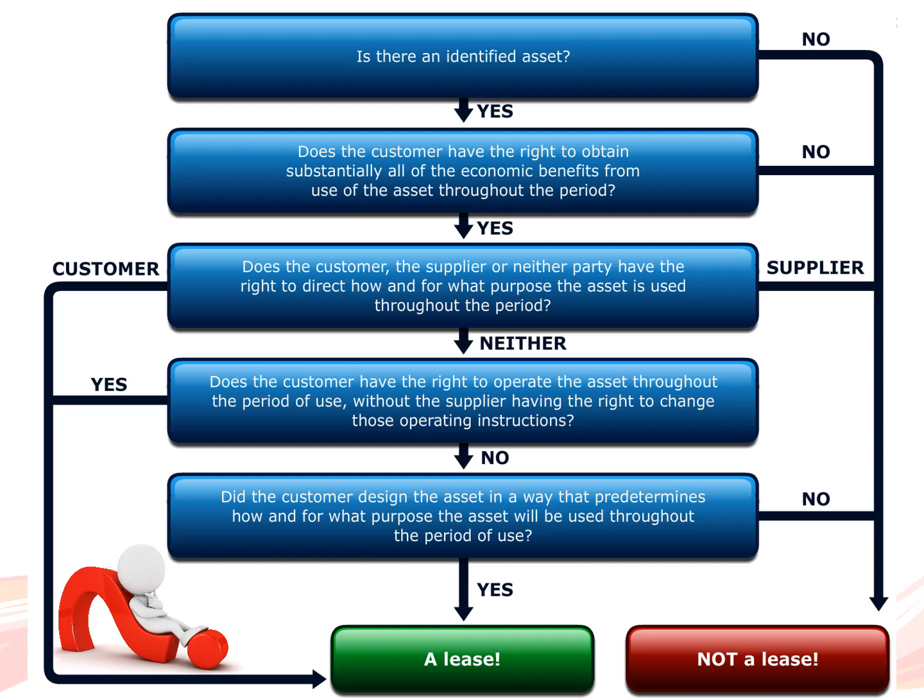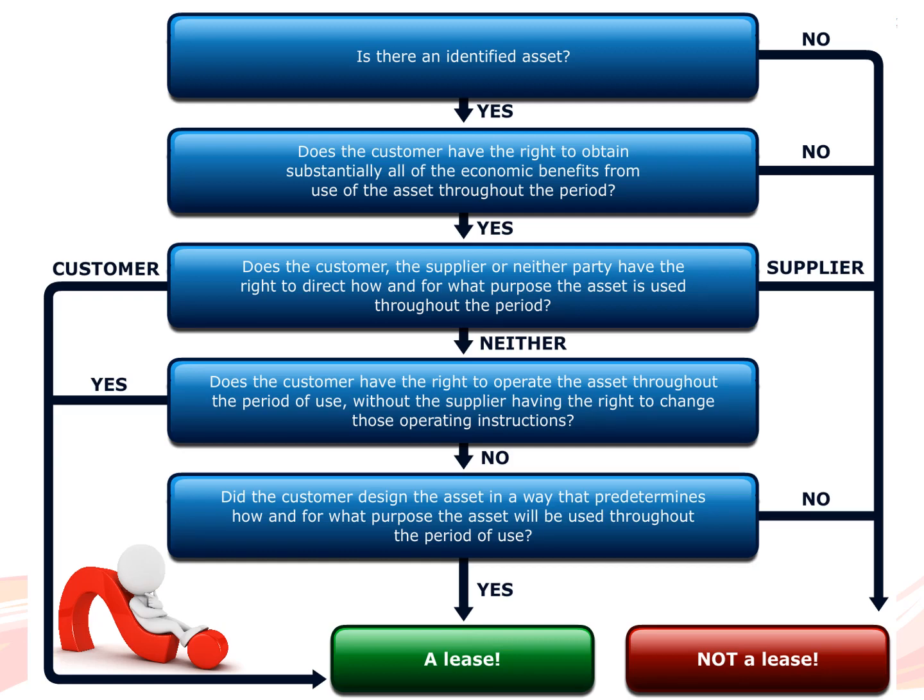Thereafter, the entity would have to ascertain whether or not there is a right to obtain substantially all of the economic benefits from the use of that asset throughout the period. If that is satisfied, the next hurdle that the entity would need to evaluate the contract for is whether or not the customer or supplier or neither party have the right to direct how and for what purpose the asset is used throughout the period.